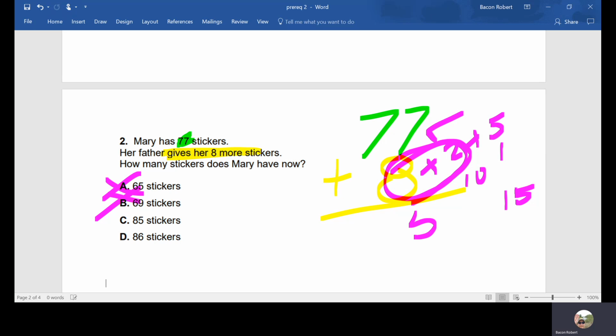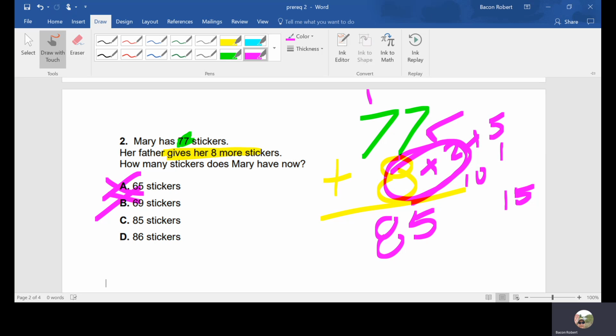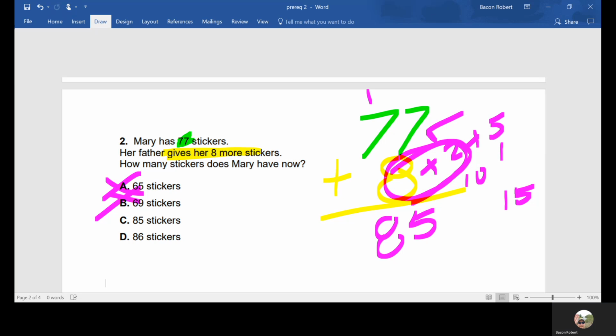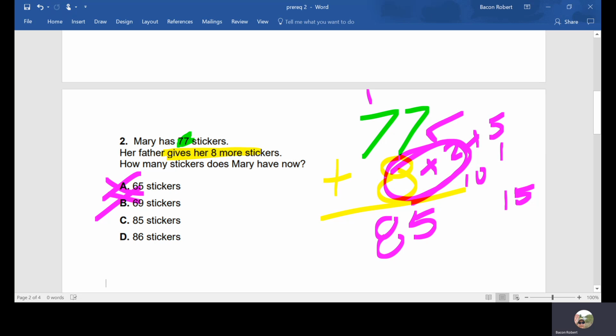Only the 5 goes down here though, because this other one represents a 10, so it goes up here. 85. Is that one of our options? And so that is our answer. C, 85 stickers.